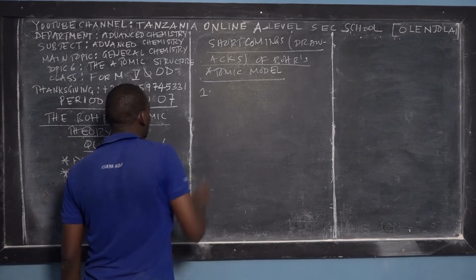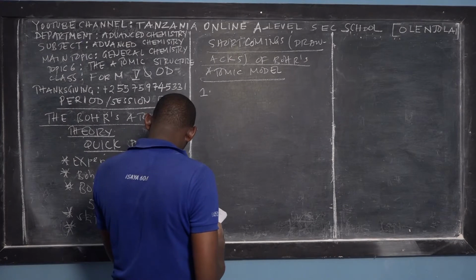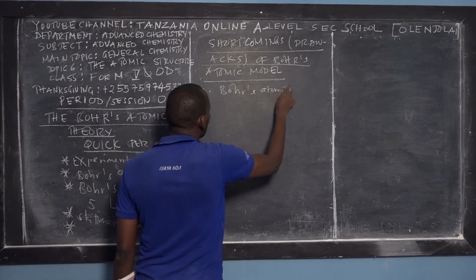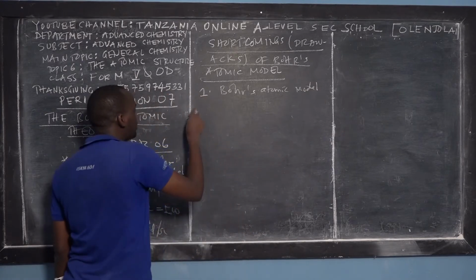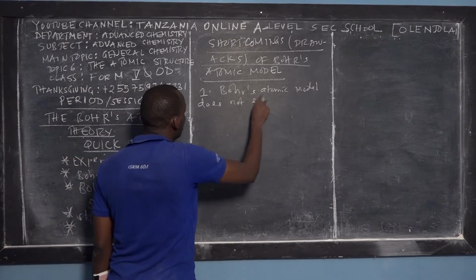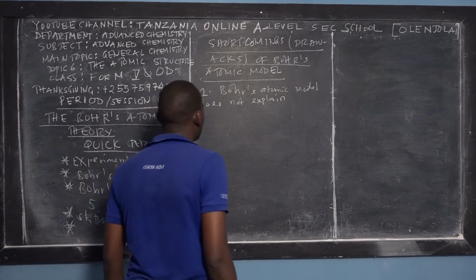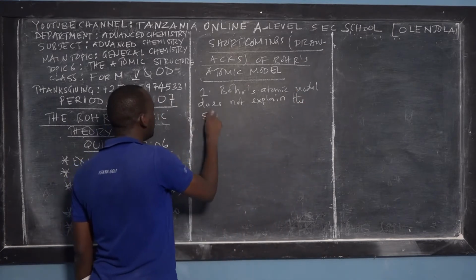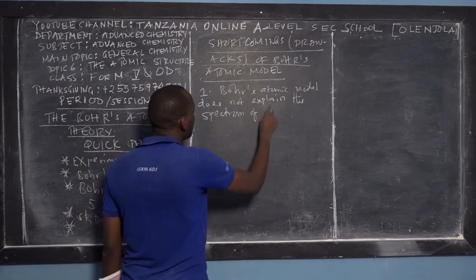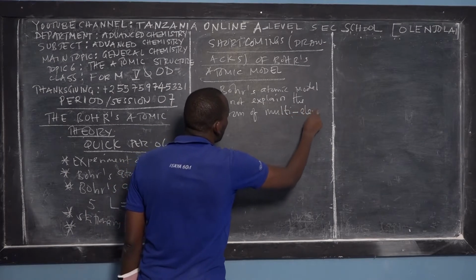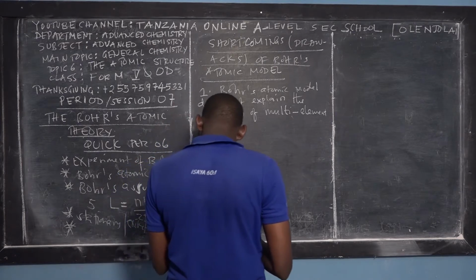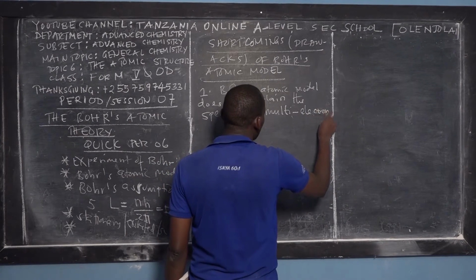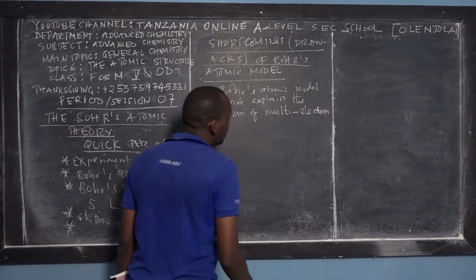The first shortcoming is this: Bohr's atomic model does not explain the spectrum of multi-electron atoms.